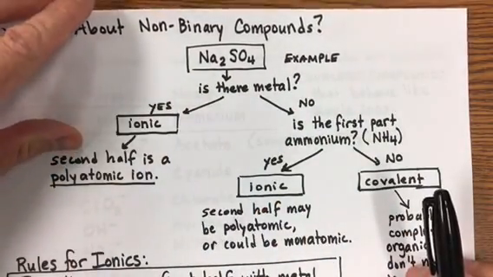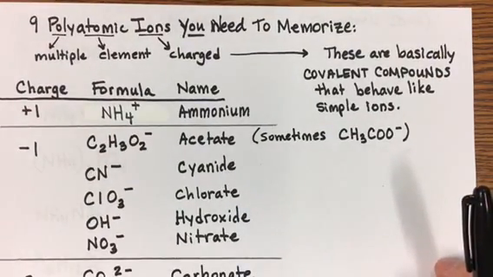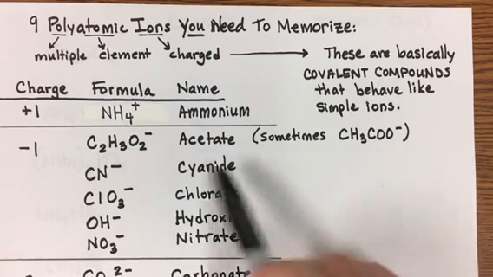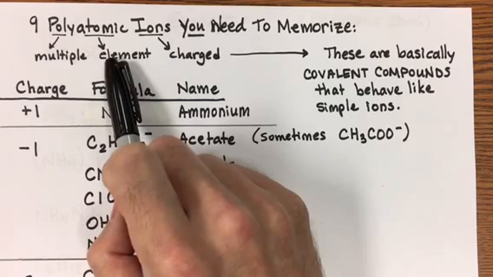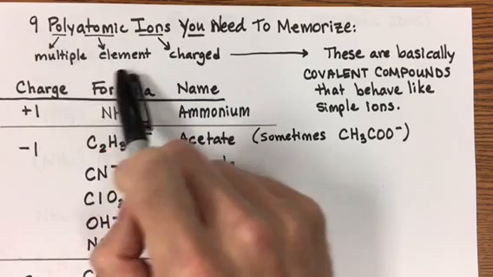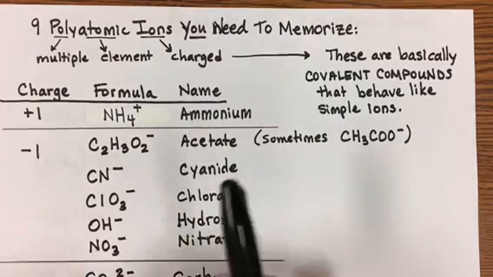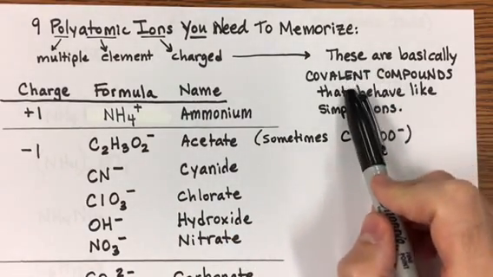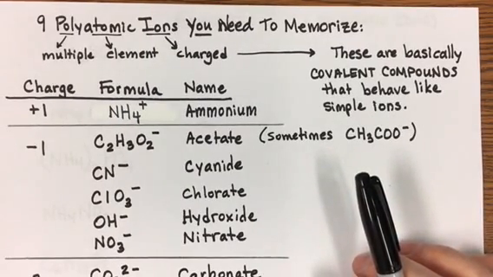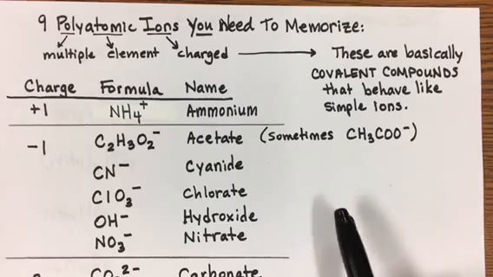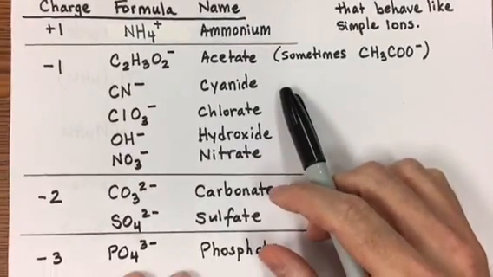So, here are 9 polyatomic ions you need to memorize for my class. Polyatomic means multiple, and the atomic part is actually referring to elements. So this is a multiple element ion, a charged thing that's made of multiple elements all at the same time. And these are basically covalent compounds that behave like simple ions such as sodium and chloride, but they are multiple element ions all at the same time. There are 9. Here are the ones you need to know for this class.